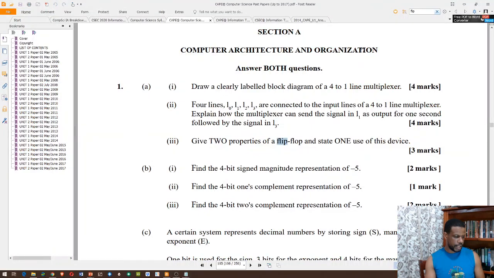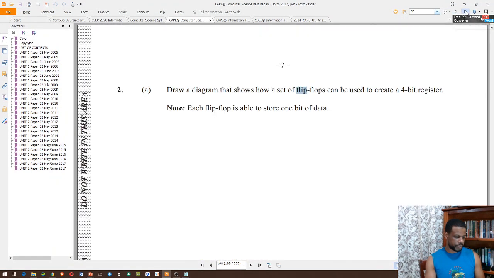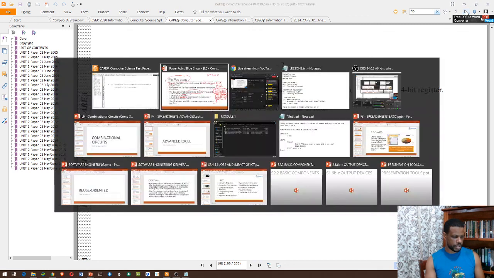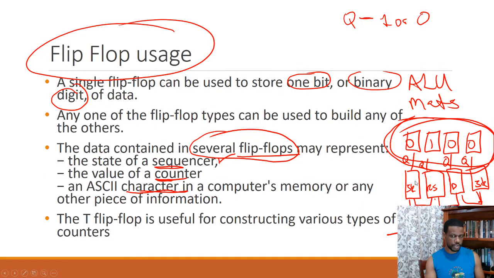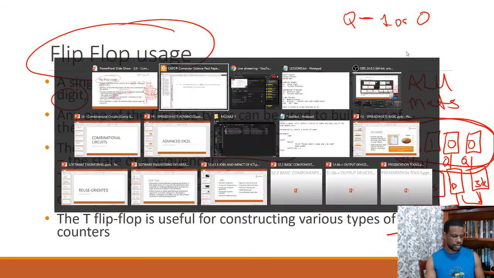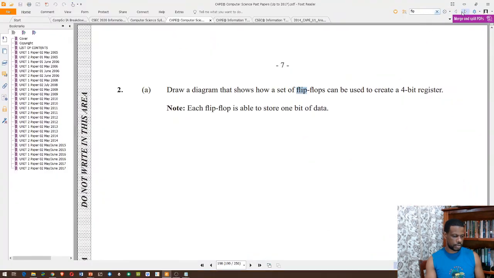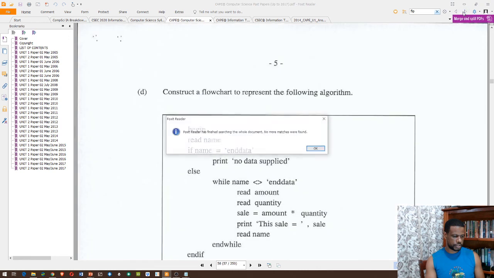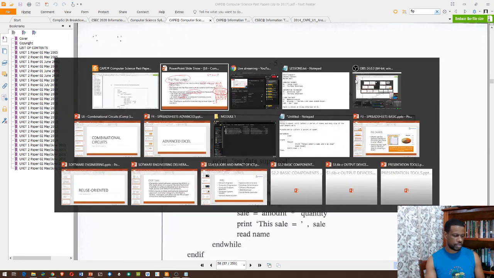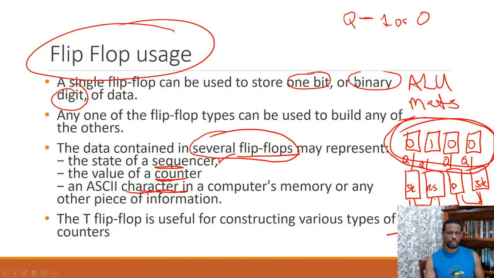Let's see what else they ask about flip-flops. Draw a diagram to show how a set of flip-flops could create a 4-bit register. Well, I showed you that here. Anything else? Nope, that's it for flip-flops there. So, should be good to go there.